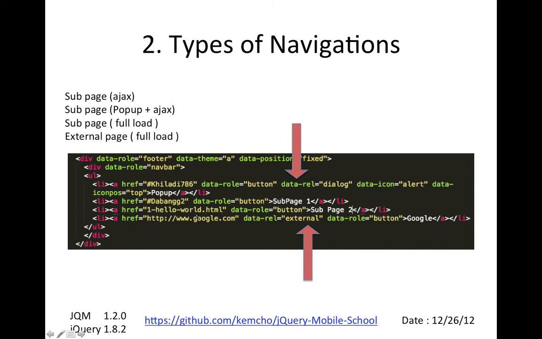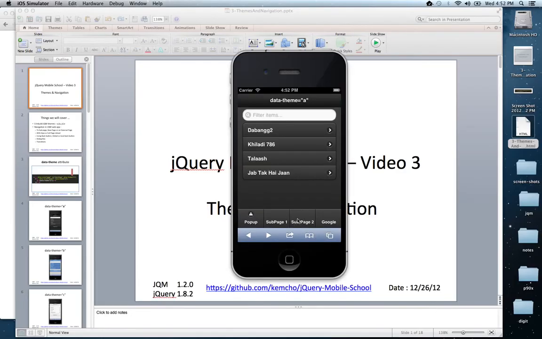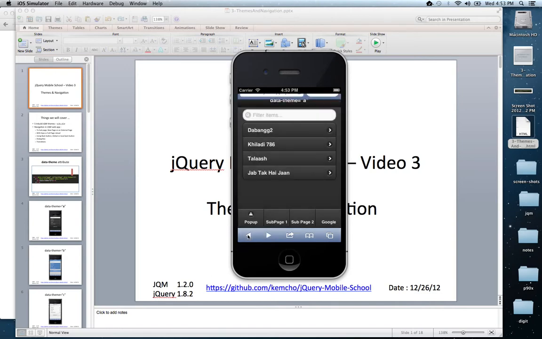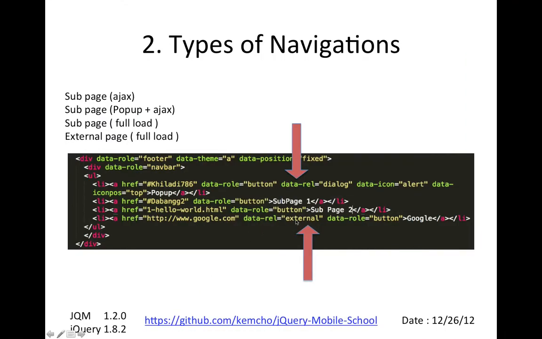An external page is a page whose code does not reside within your page. For example, this is an external page. It has a separate title, no footer, and you can still navigate to it, but it's a jQuery Mobile page. The fourth example is an external page which is not a jQuery Mobile page.